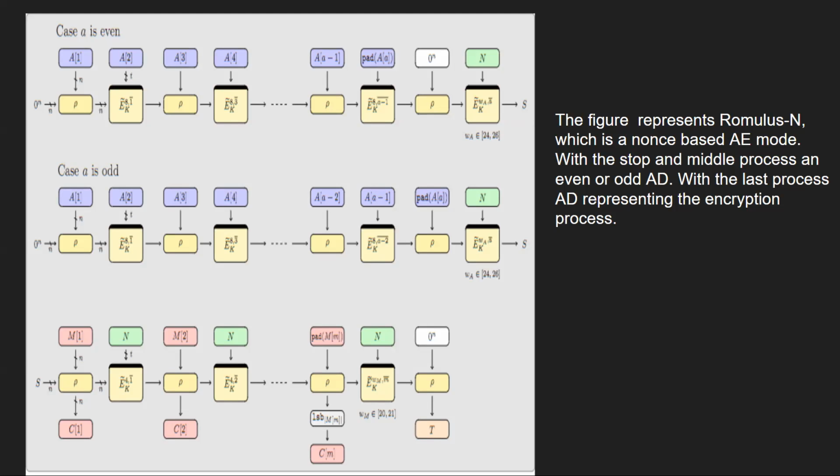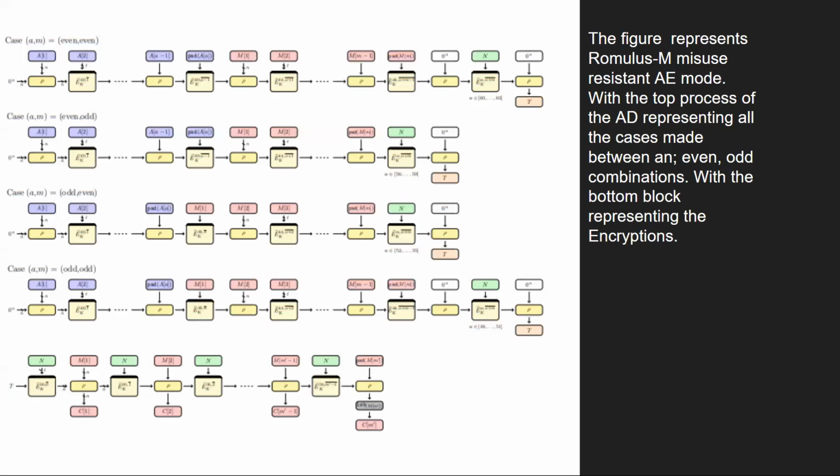This figure shows Romulus-N. It is the nonce-based AE mode with a top and middle process and an even or odd AD, with the last process of AD representing the encryption process, which is at the bottom. Then we have Romulus-M. Romulus-M is the misuse-resistant AE mode with the top process of the AD representing all the cases in between an even and odd combination, with the bottom block representing the encryption. So again, the encryptions are at the bottom.